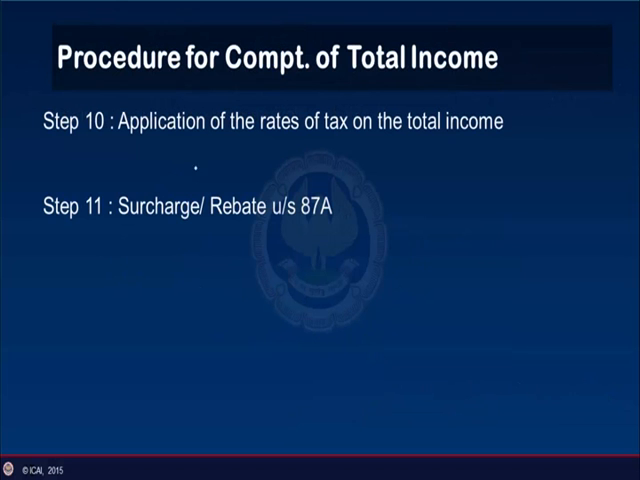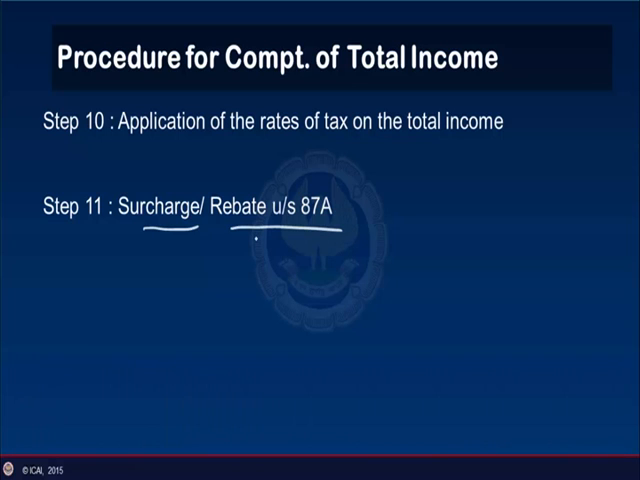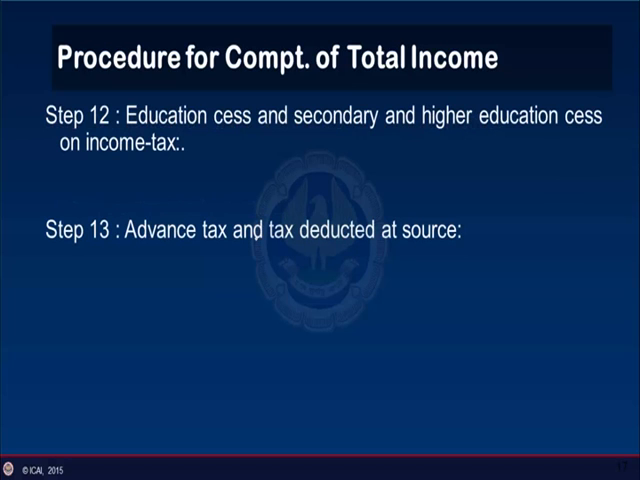Step 10 would be application of the rates which are applicable for that assessee. It is different for different assessees, then that application is done. Step 11 is applying the surcharge or the rebate, which we will cover in the coming slides. Then 12th would be application of education cess, which is 2%, and secondary and higher education cess, which is 1%. Then the last step would be deducting the advance tax or tax deducted at source.